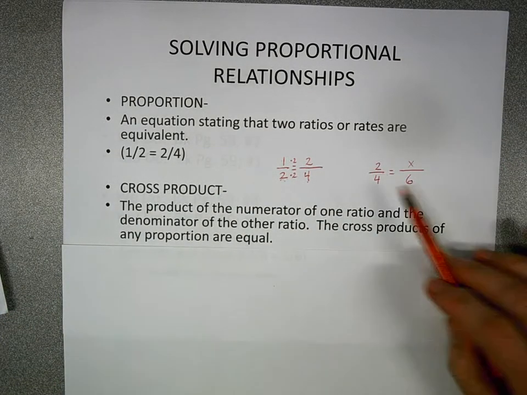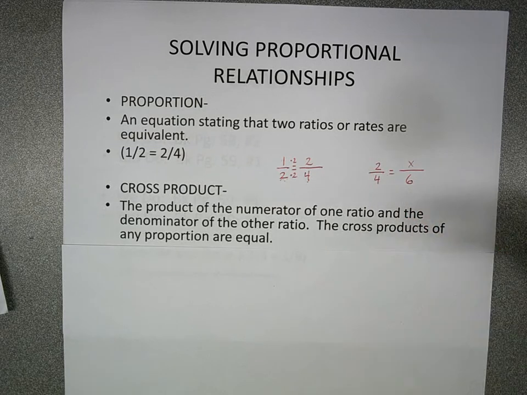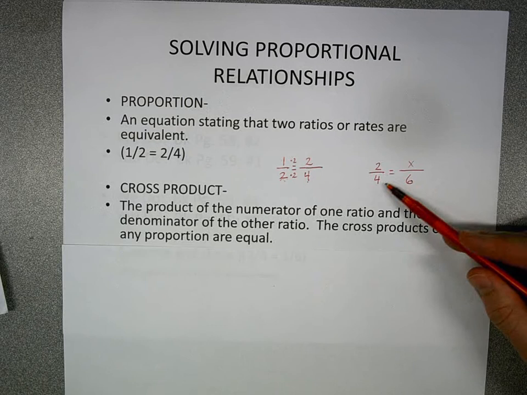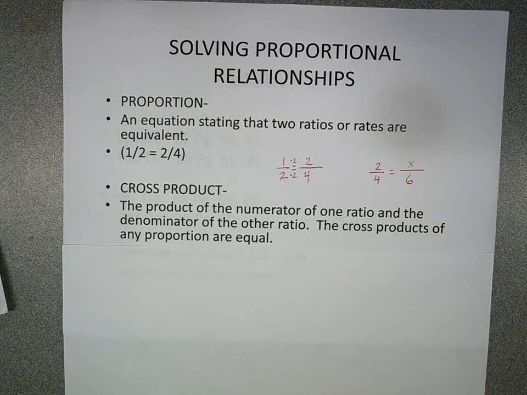Well, I tell you what, 4 times what is 6? Well, 4 times 1 is 4. 4 times 2 is 8. We don't have an integer that we can multiply with 4 to get 6. So here's what we have.